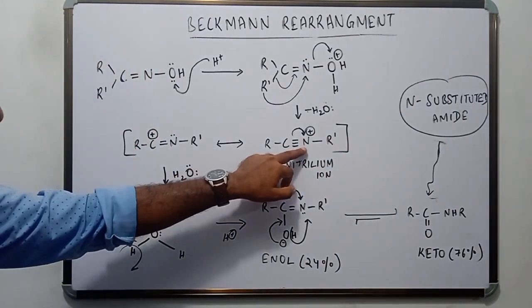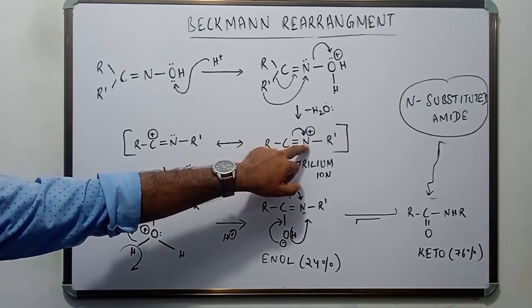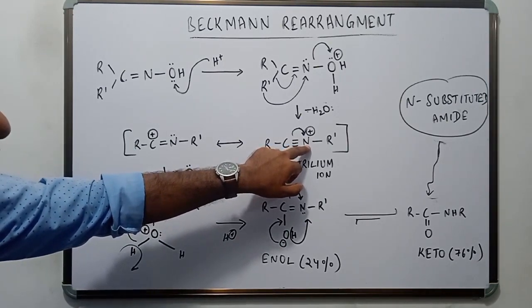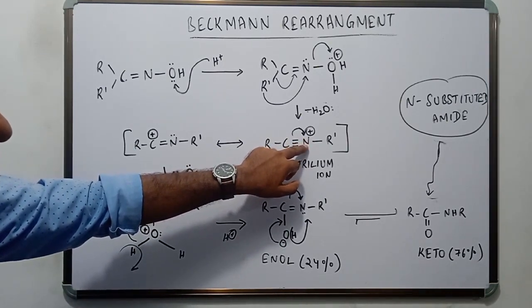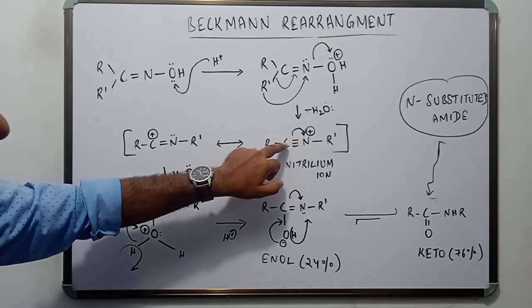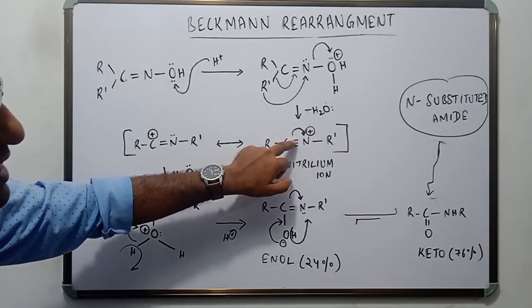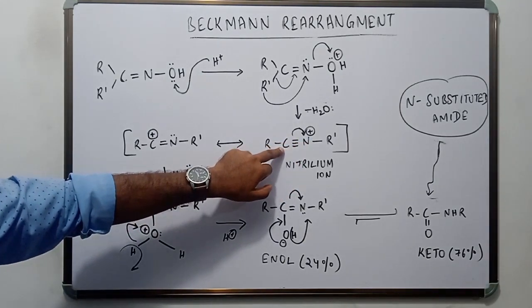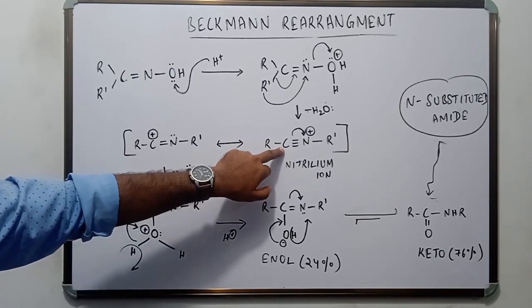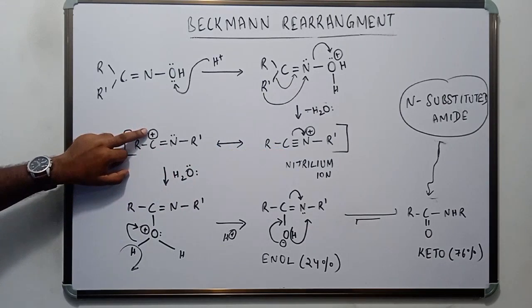A nitrilium ion is quite unstable because the nitrogen is very much electronegative here. So what this positively charged nitrogen does is to take this electron pair which it shares with the carbon. When it takes this electron pair which it shares with the carbon, the loss is with this carbon. It loses one electron. So what would happen? This carbon would become positive.